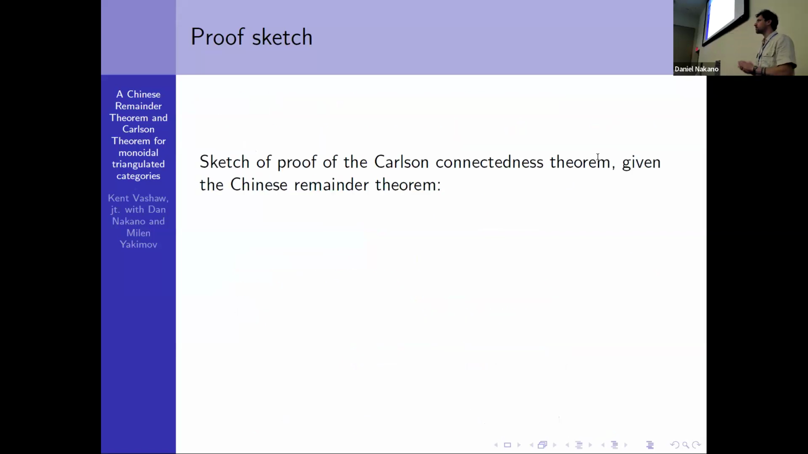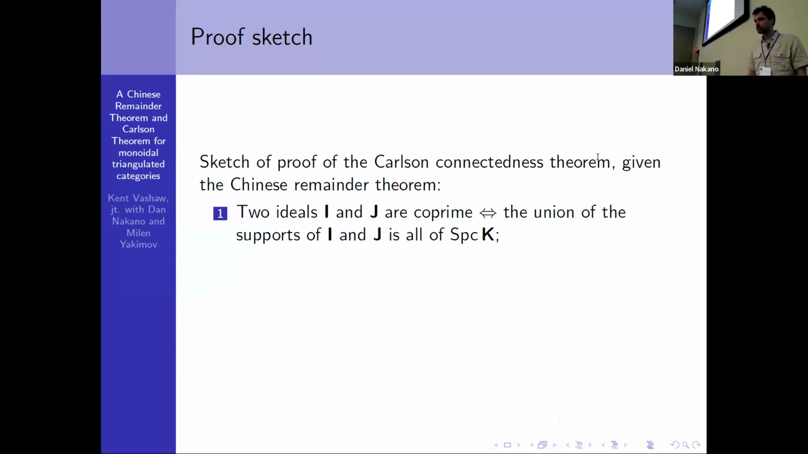Okay, so now we have a generalized Chinese remainder theorem. So let me sketch how we then get the Carlson Connectedness Theorem once we have the Chinese remainder theorem. So here two ideals I and j are coprime if and only if the union of the supports of I and j is all of spec K. So this is of course using our classification theorem, which lets us go back and forth between thick ideals and closed subsets of the Balmer spectrum.